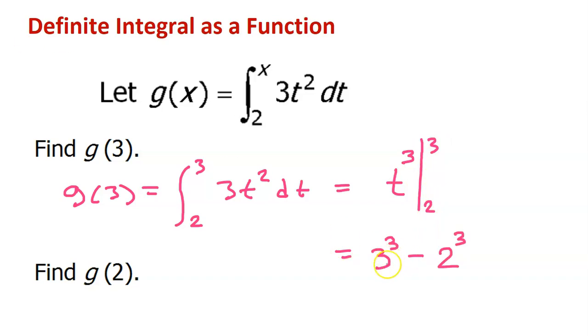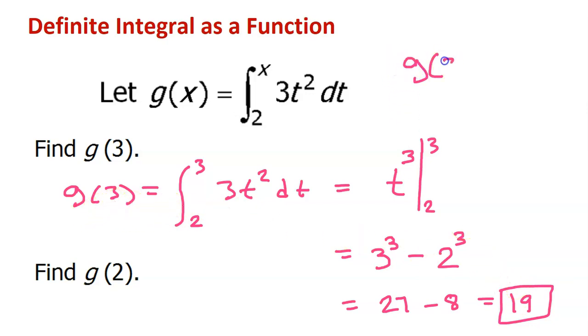So here's the value at 3 minus the value at 2. In this case, we have 27 minus 8, which is 19. So just like any regular function, you have an input and an output. g at 3 turns out to be 19.